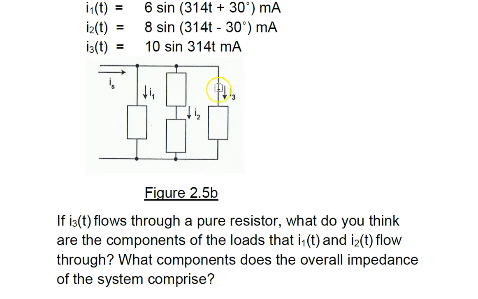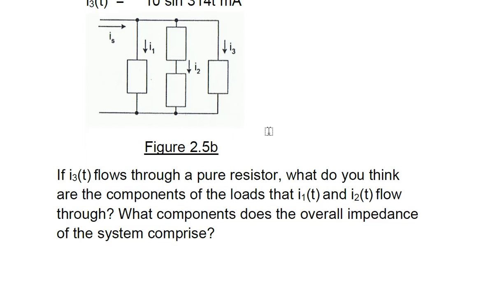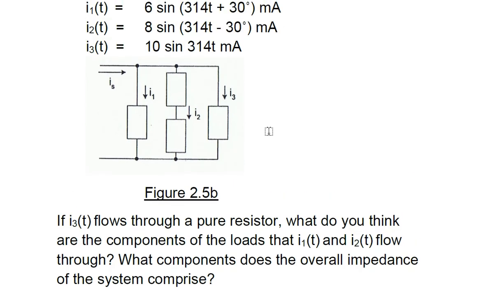If the third branch current flows through a pure resistor, what do you think are the components of the load in the branch for I1 and I2? And what components does the overall impedance of the system comprise of? Let's see how do we answer this question.